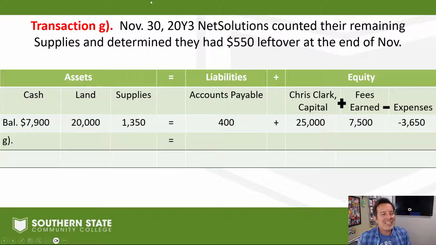Moving along, November 30th, we're doing a lot of accounting here at the end of the month, right? Net Solutions counted their remaining supplies and determined they had $550 left over in supplies at the end of November. Now, we bought $1,350 in supplies. We stuck them in a supply closet. Maybe we bought pens and paper and printer ink and Post-it notes and whatever you can think of office supplies. All right. We bought $1,350 worth of them. We stuck them in a supply closet.